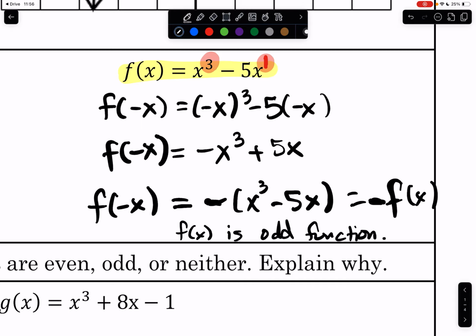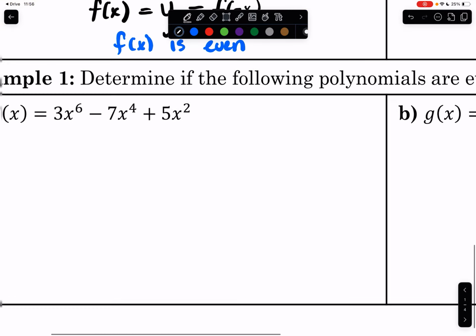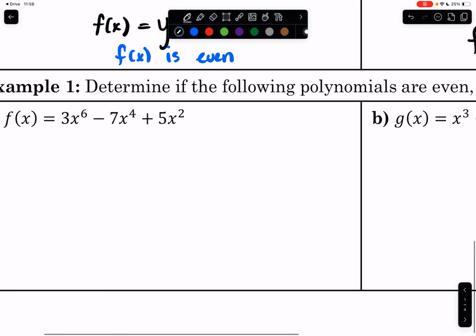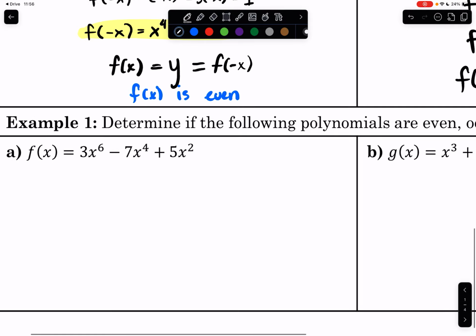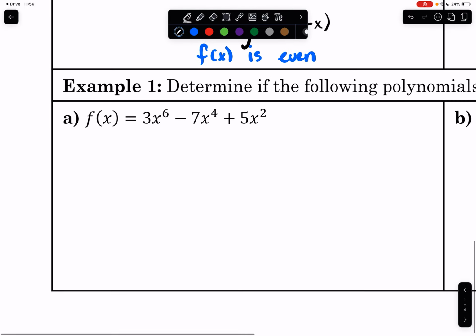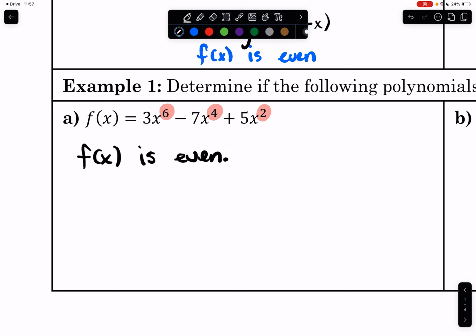So for example, let's look at example A. Determine if the polynomial is even, odd, or neither, and let's explain why, okay? The easiest way to figure out if this is going to be even or odd is by simply looking at the exponent. So since this exponent is 6, this exponent is 4, and this exponent is 2, then f of x is even. So that's it. That's the easiest way to figure out if your function is even or odd.